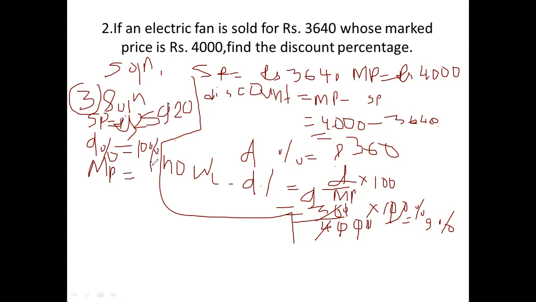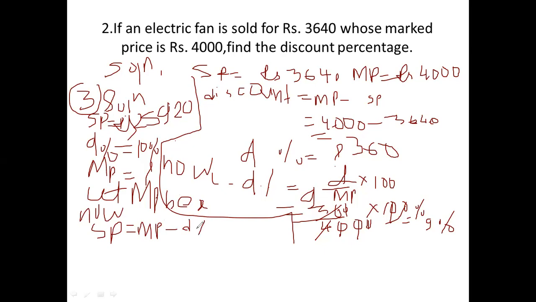MP is missing there. We can suppose this MP is X. Let MP be X. Then use this formula, then you can find out easily. Now SP equals MP minus discount percent of MP. Use this formula. In place of MP, write X. If you solve it, then you will get the answer.